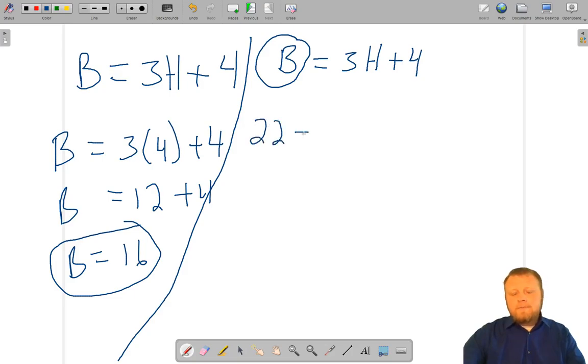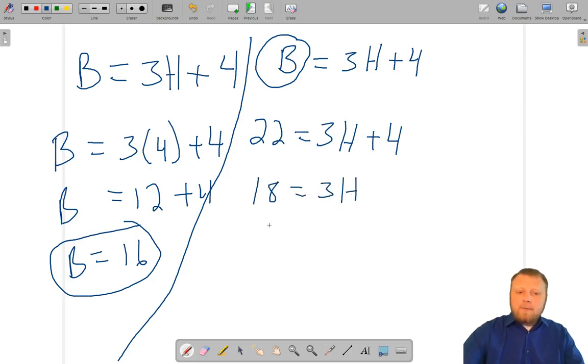So 22 is equal to 3 times some amount of hours I don't know yet, plus my initial condition, my initial pre-gaming was 4. Subtract 4 from both sides, we have 18 is equal to 3 times h. Divide by 3 on both sides, and you end up with 18 divided by 3 is 6, so 6 is equal to h. So I can have 6 hours worth of beers if my limit was 22 beers. So that's all there is to it.